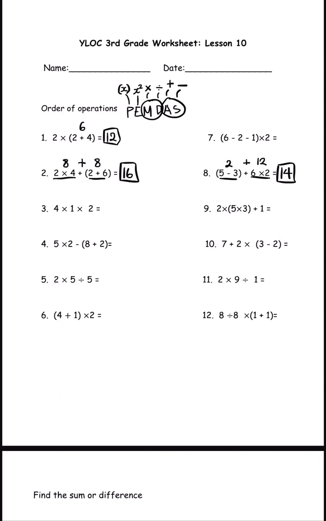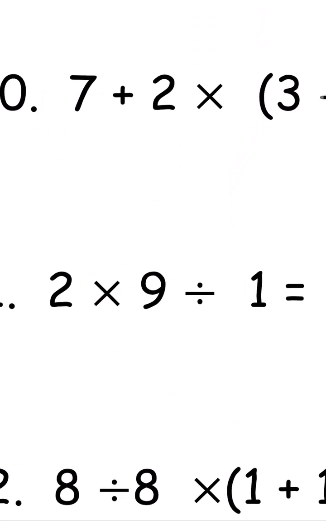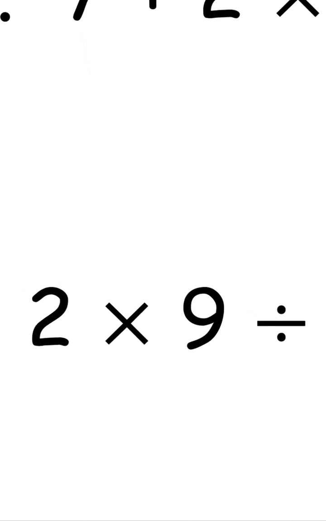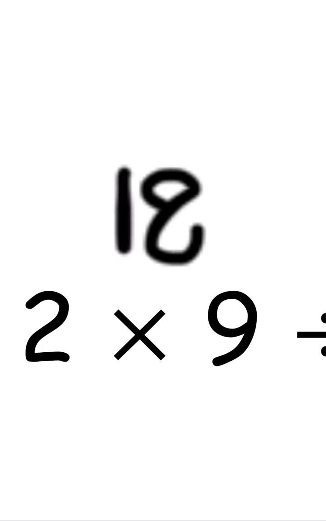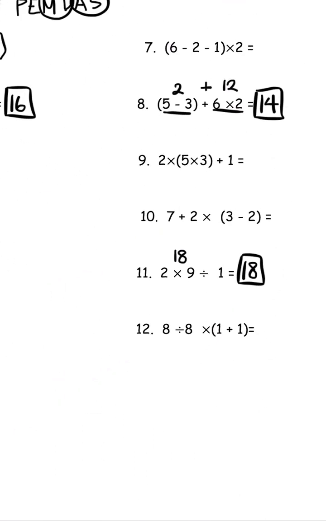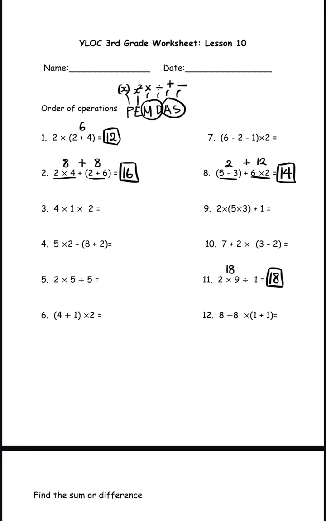Let's look at number 11. For number 11, we have 2 times 9 divided by 1. However, for this one, multiplication and division, the order does not matter. So 2 times 9 is 18. Then we need to divide it by 1, which is still 18. So 18 is going to be the answer for number 11. Let's move on to the next page.